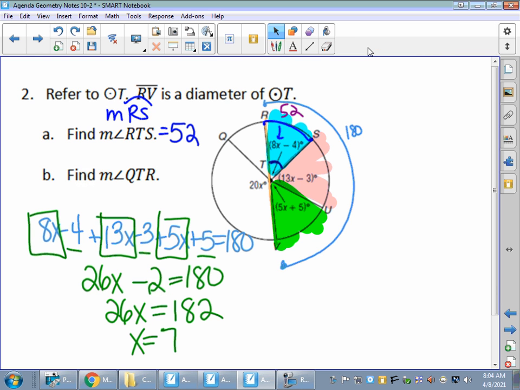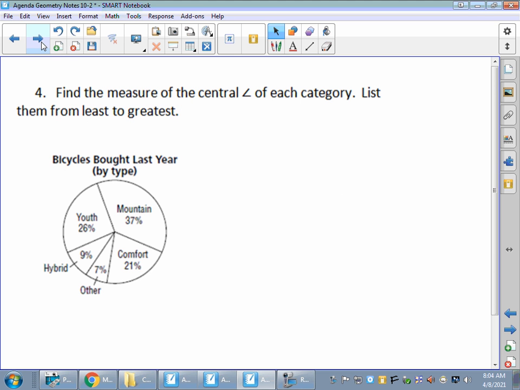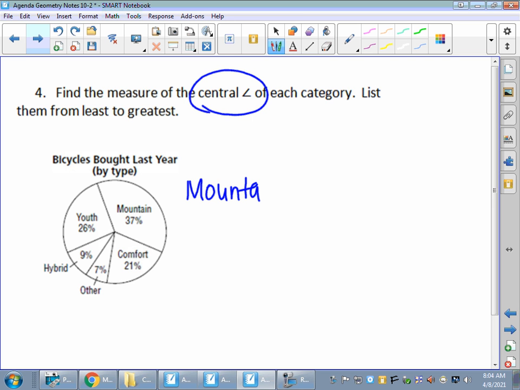So it feels like those angle problems that we did before. All right, let's talk about one last thing. I'm going to skip this example. Let's jump up to number 4. Find the measure of each central angle of the category. List them from least to greatest. So it tells me that mountain bikes bought last year is 37%, but that's not the measure of the central angle, right? Mountain bikes. So we just have to do a quick little math problem.